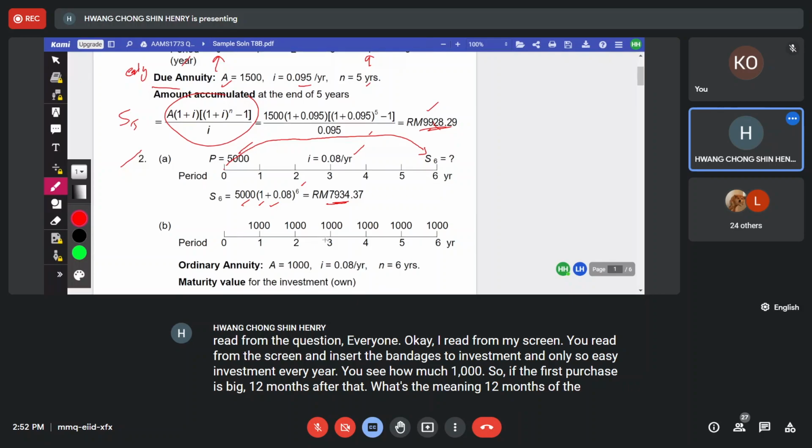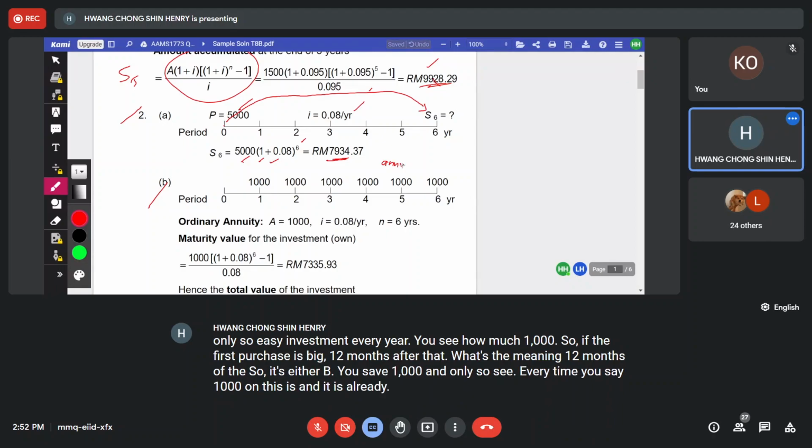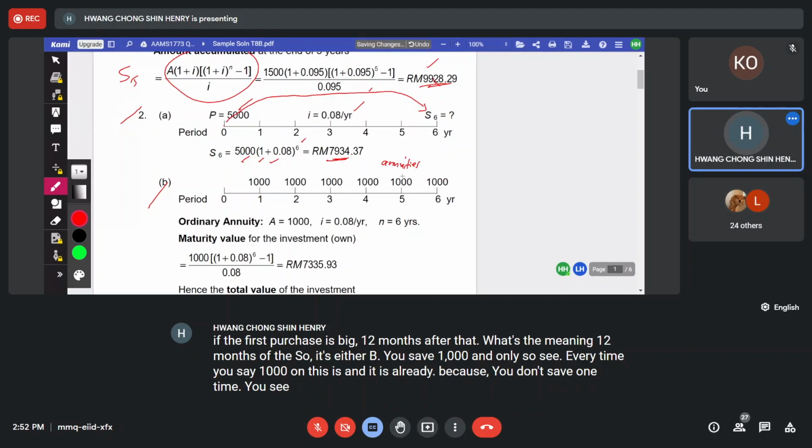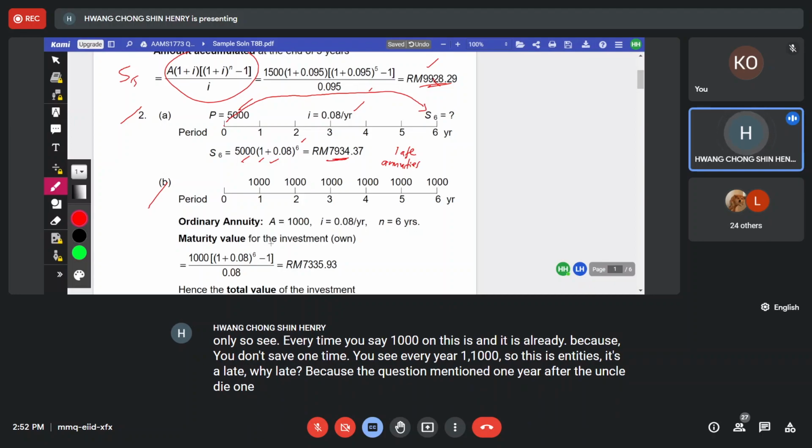death? So you see the B, you save 1,000 annually. So you see, every time you save 1,000, this is annuities already. Because you don't save one time, you save every year 1,000, 1,000, 1,000. So this is annuities. It's a late. Why late? Because the question mentioned 1 year after the uncle died. 1 year after the uncle died means what? Late law. Start from here. That's why I call it late annuities.